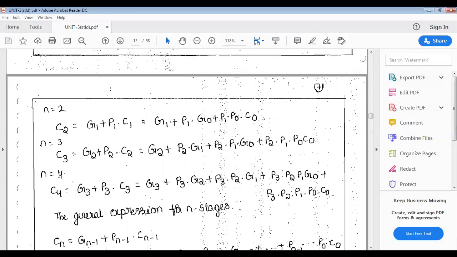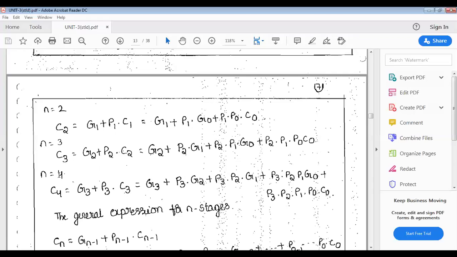So now we can substitute the C3 and multiply the P suffix 3. You see there, P suffix 3 with the G2 plus P suffix 3 with P2 and G1. P suffix 3 with the third term, we can multiply the P2, P1, G0. And P suffix 3 is multiplied, the last term is P2, P1 and C0.